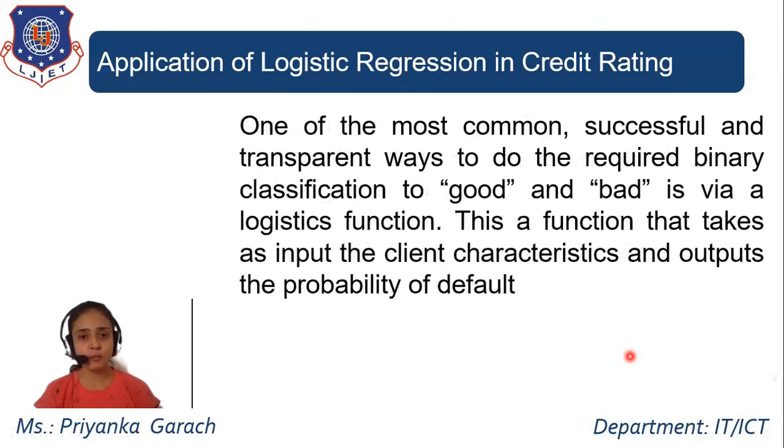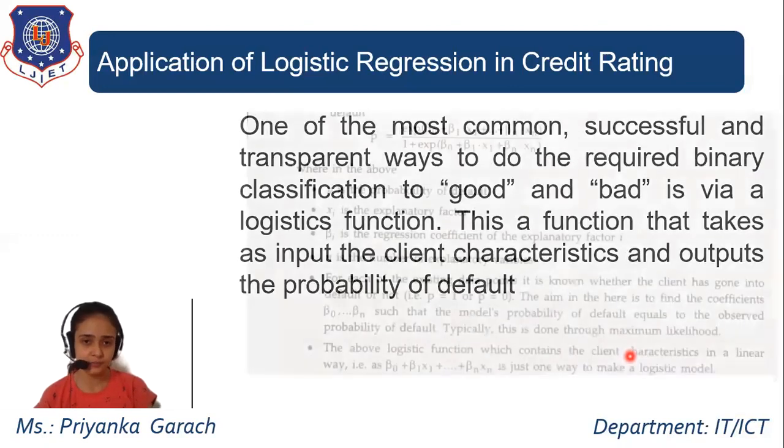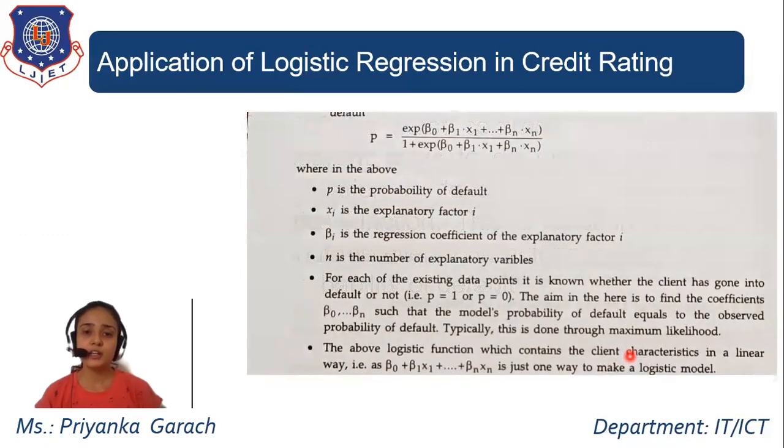So one of the most common, successful and transparent ways to do the required binary classification into good and bad is via the logistic function. This is a function that takes as input the client characteristics and outputs the probability of default. So you can give the logistic regression formula like this. That is this one as the formula.